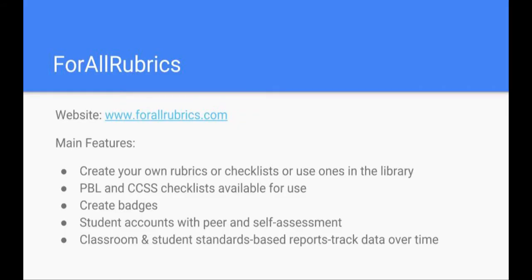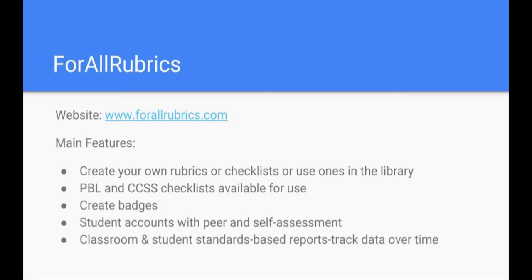So here we are at our last formative assessment tool, For All Rubrics. I bet you can guess what you make in this site. The website is forallrubrics.com, and again, the main feature is you get to create your own rubrics. Surprise! But you can also create checklists. You can also use rubrics and checklists that are made for you in their library. Specifically, they have problem-based learning checklists, and they also have Common Core skills checklists available for you to use.